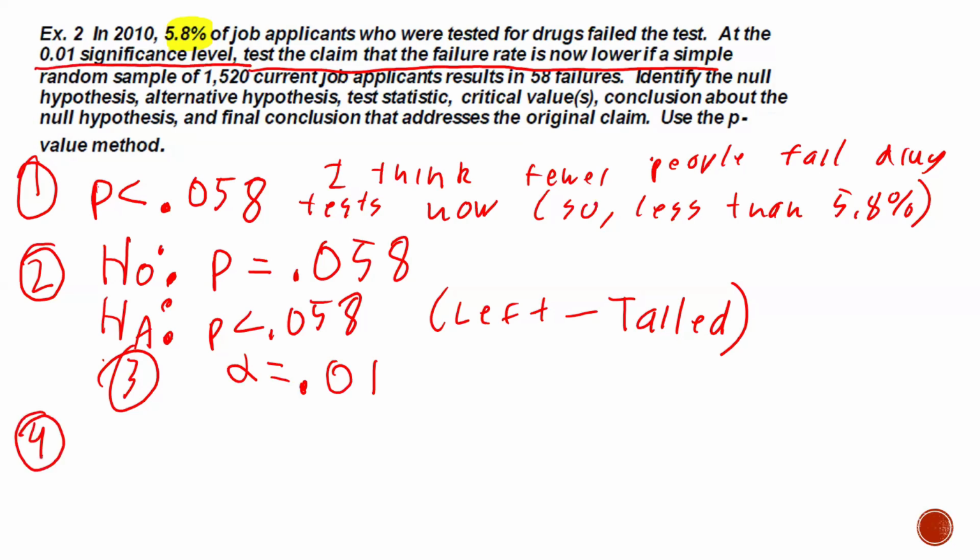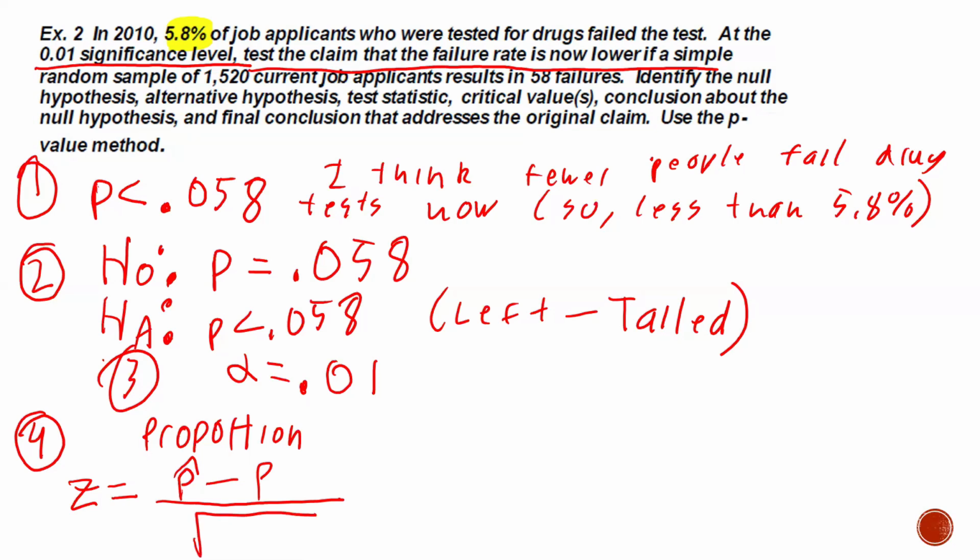Now step 4 is to do what? We need to calculate the test statistic. And the test statistic when you do a proportion is always Z. Then you need to know the formula, and then we need to figure out how to put the numbers into the formula. So the formula is p hat minus p, divided by the square root of pq divided by n. We just gave that. So, say that again?